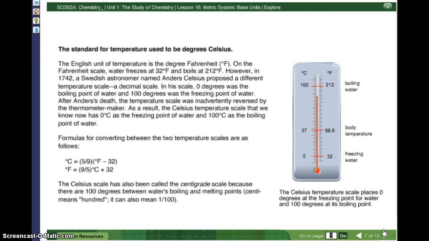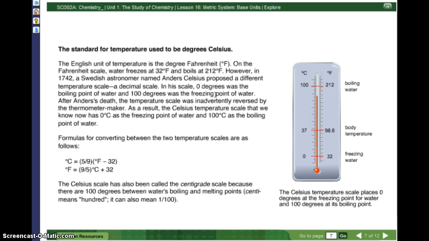The standard for temperature used to be degrees Celsius. The English unit of temperature is the degree Fahrenheit, abbreviated degrees capital F. On the Fahrenheit scale, water freezes at 32 degrees Fahrenheit and boils at 212 degrees Fahrenheit. However, in 1742, a Swedish astronomer named Anders Celsius proposed a different temperature scale, a decimal scale. In his scale, 0 degrees was the freezing point of water, and 100 degrees was the boiling point of water.